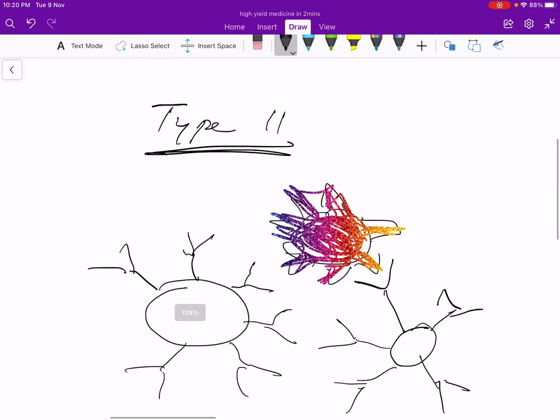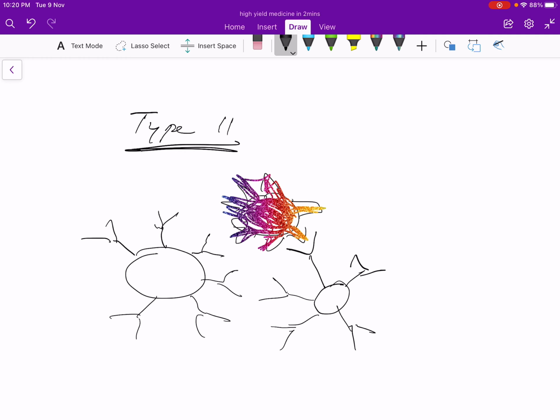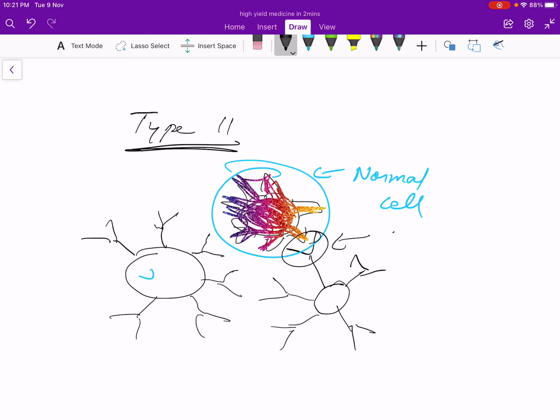Now moving on to type 2 hypersensitivity reaction, which I told is antibody mediated. I'm sorry for the drawing, guys, but if you can understand this drawing, this is a normal cell of the body. Let's take any random cell, and these cells have antibodies on them, and the antibodies are attacking the normal cell. That is type 2 hypersensitivity.